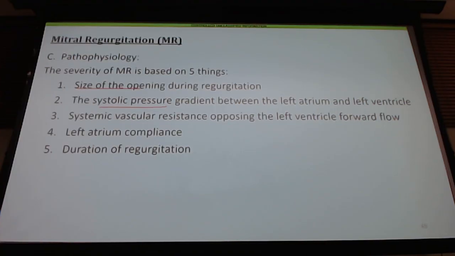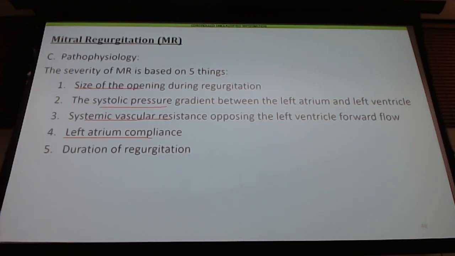The other thing is systemic vascular resistance. This is your afterload. What is the afterload to open that aortic valve? Because again, path of least resistance, the blood flow is going to want to go in that direction.